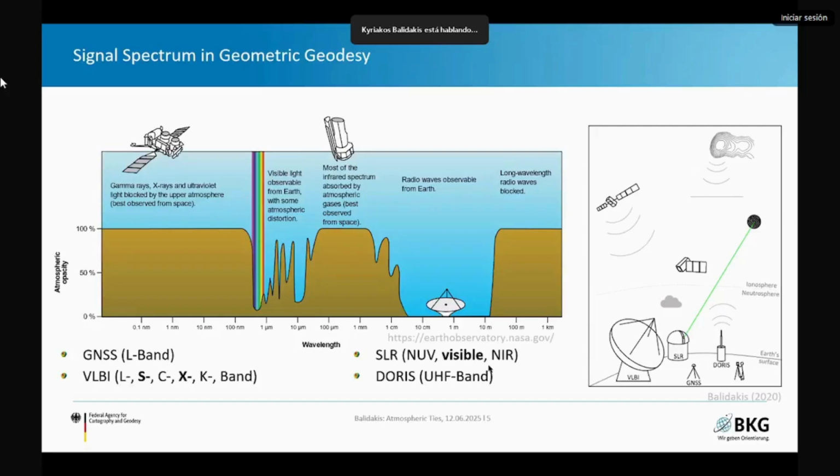So these are the 4 techniques. We have 3 techniques operating in the microwave spectrum: GNSS, VLBI, and DORIS. The lowest is DORIS. DORIS has 2 bands, 0.4 and 2 gigahertz. GNSS has 1.1 and 1.5 gigahertz, and VLBI starts from 2 and goes up to 14 gigahertz for space geodesy. SLR operates usually at 532 nanometers, but there are also some infrared systems.